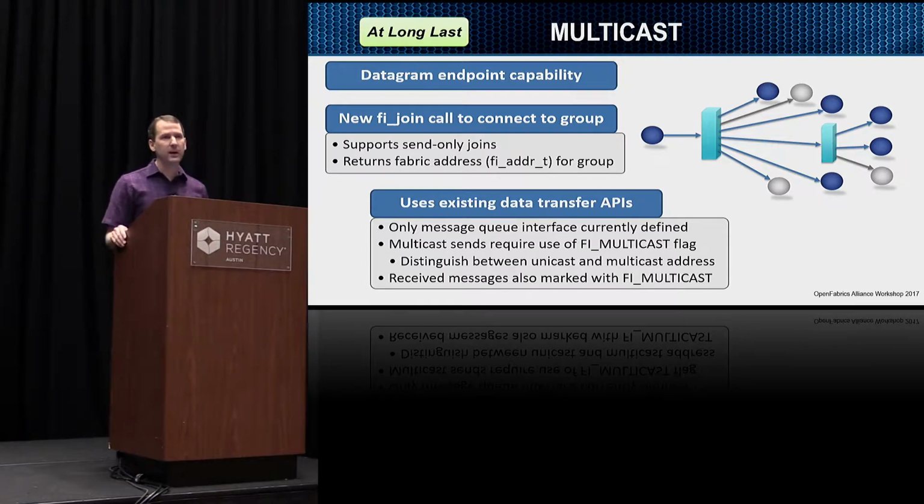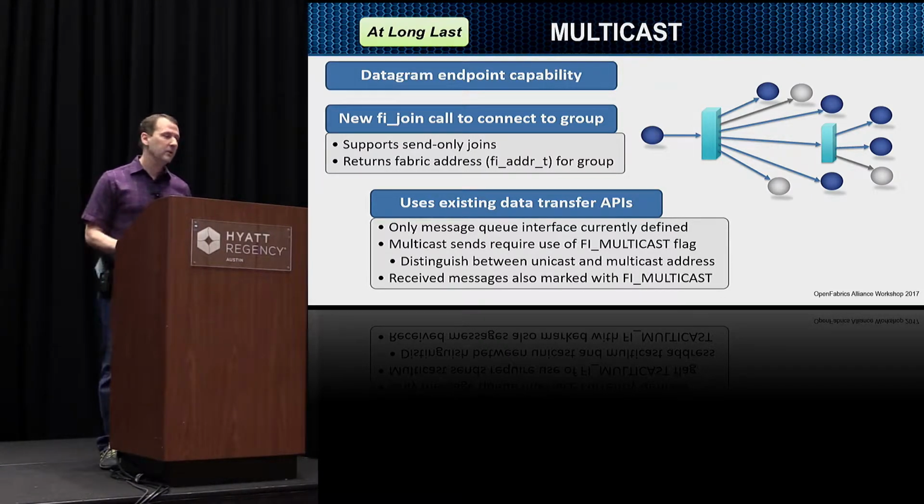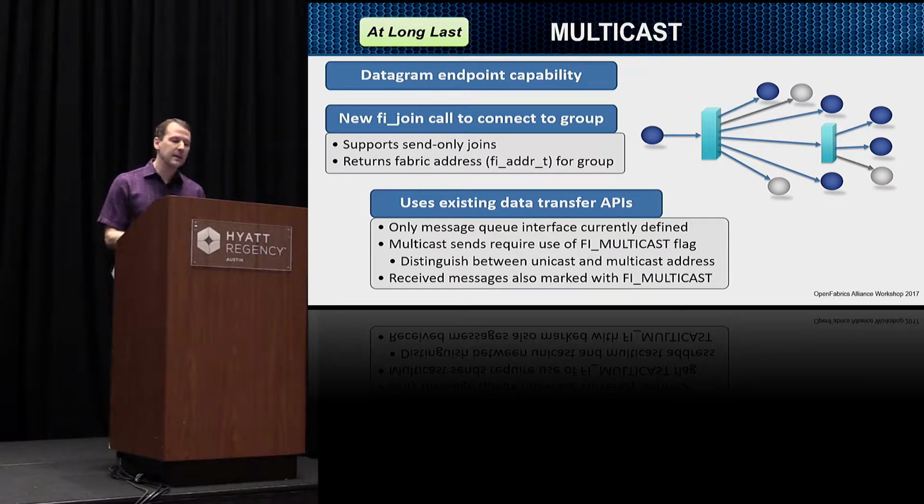From an API perspective, we've only defined multicast for datagram endpoints, and only for message send receive. So there's nothing that prevents us from expanding this. For example, if we had a reliable multicast, we could support that through the API. We just don't define that because we don't know if there's anybody who actually implements it at this point.